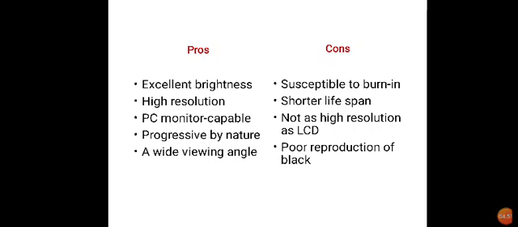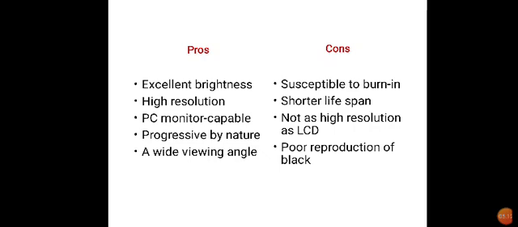Then the next comes PC monitor cable. Most plasma displays can be plugged directly into the PC, right? So we have this advantage that in fact we can use our plasma TV as a PC also. The next one is progressive by nature.